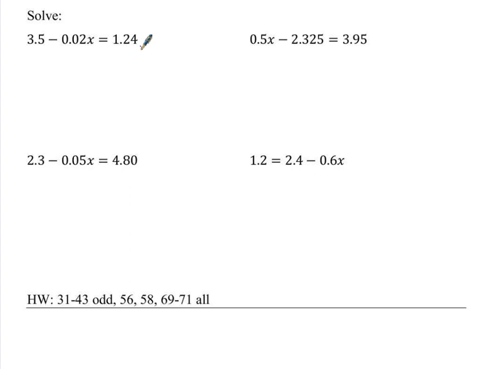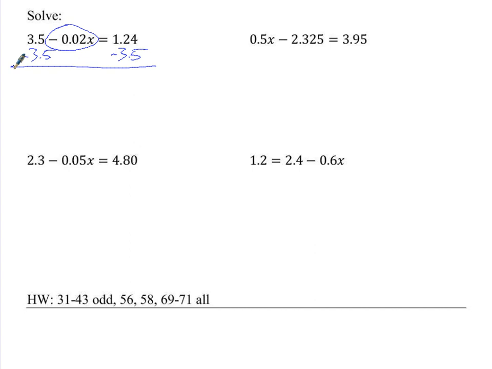Get the variable term by itself. This is the variable term, which means we need to get rid of this positive 3.5. How do I get rid of positive 3.5? Subtract 3.5 from both sides.